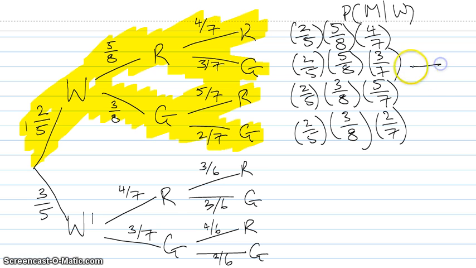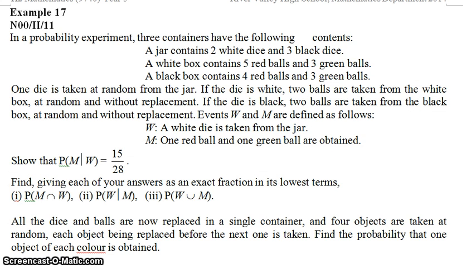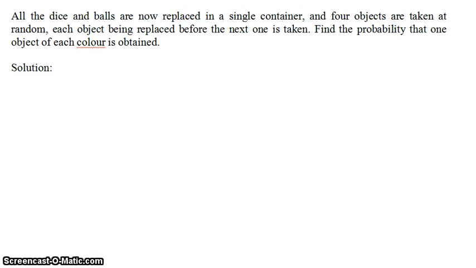Then the two that I want are these two. So this is that I draw a white die at the start and I end up with one green ball and one red ball. So let's go back to our working. Let's go back to our problem. How do we present this? The solution.